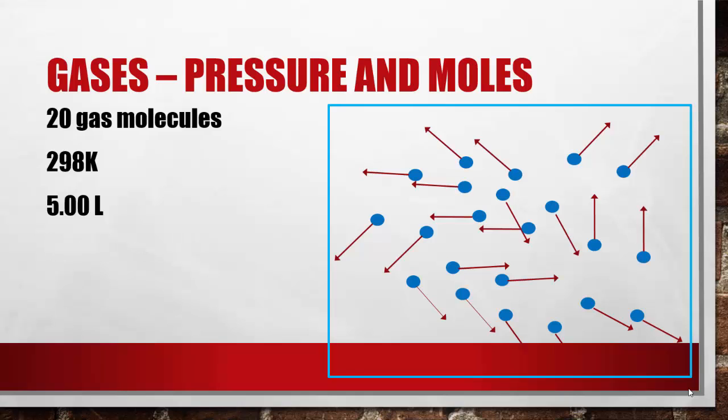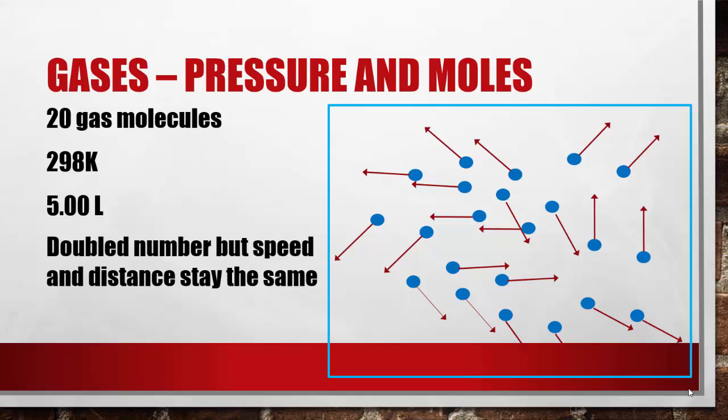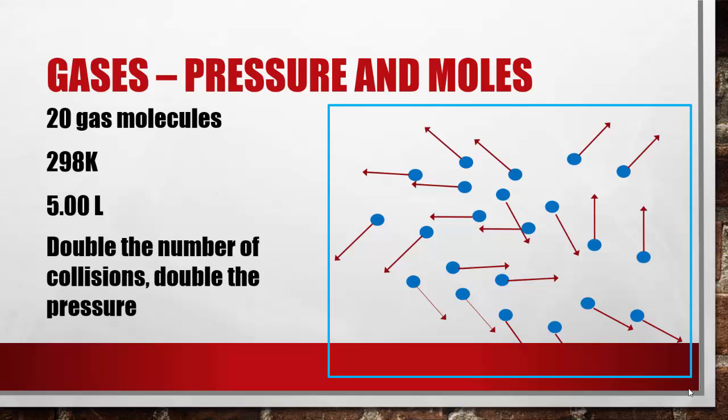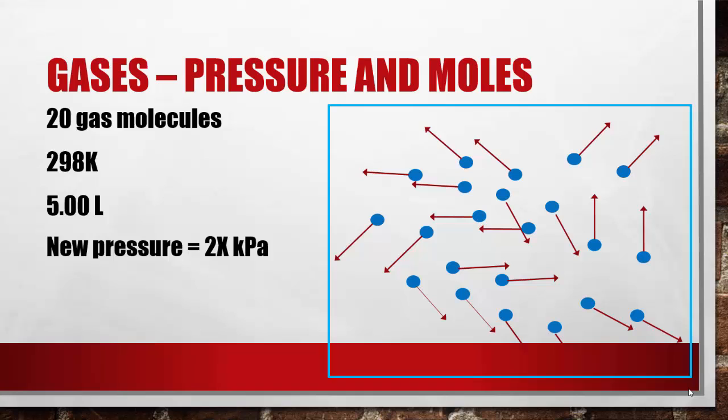Now assume we double the number of gas molecules. We've kept the temperature the same, we've kept the volume the same, doubled the number of gas molecules. By keeping the temperature and the volume the same, we kept the speed and distance the same, but as I said, we've doubled the number of molecules. Therefore, the number of collisions per second should double. Double the number of collisions, the pressure goes up. As a matter of fact, it doubles. We could now say the new pressure is 2x kilopascals.